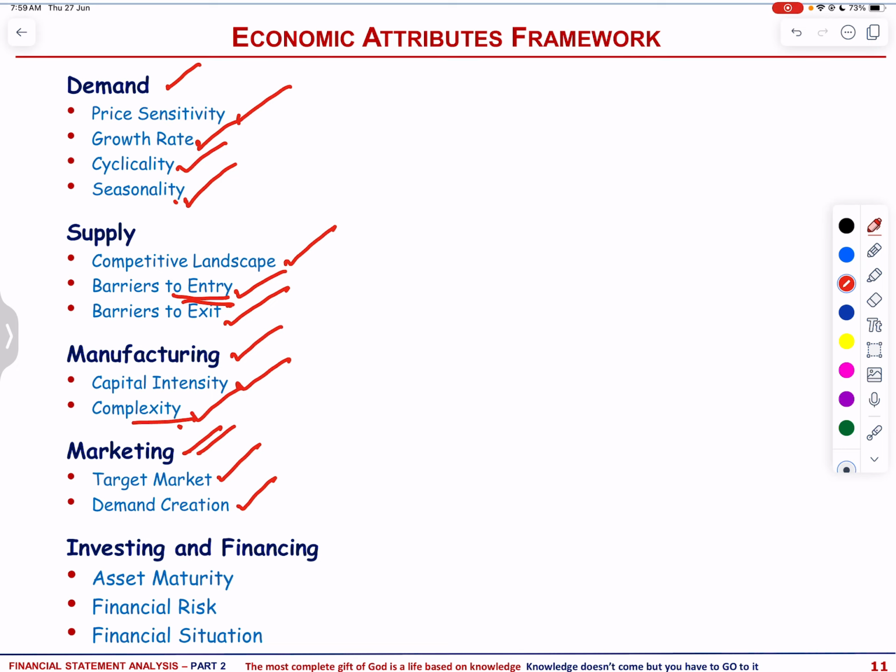Finally, regarding investing and financing, are industry assets short term, example commercial banks, or long term, example electric utilities? Is there low risk, example minimal technological obsolescence, allowing for high debt financing? Or high risk, example short product life cycles requiring more equity financing? Is the industry stable and profitable, generating excess cash flow, for example for investments? Or is it expanding rapidly, necessitating external financing?